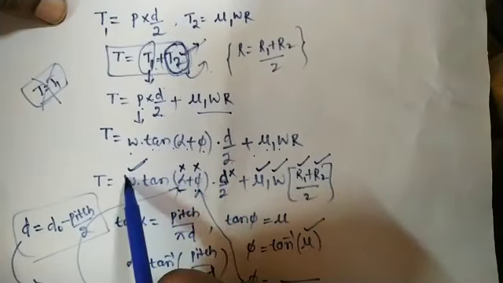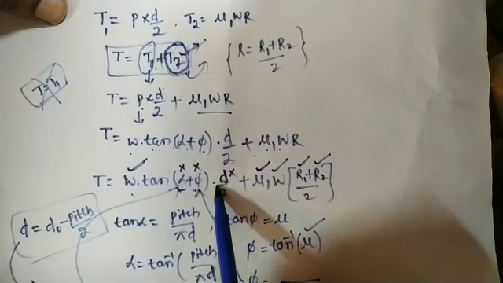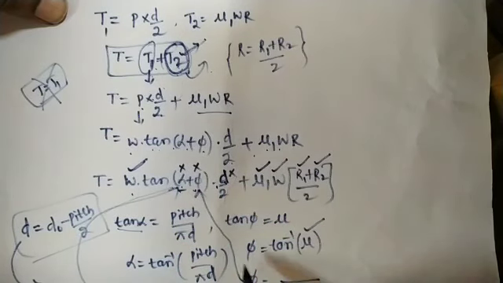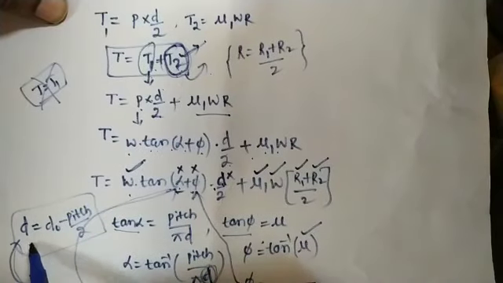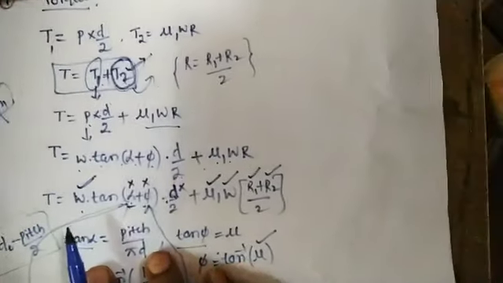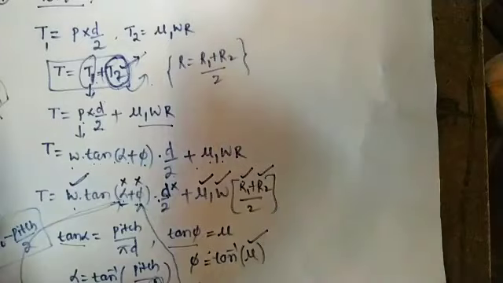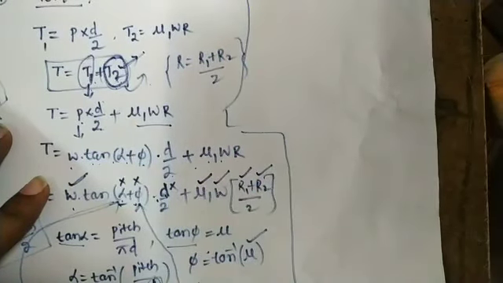W is a known value, while alpha, pi, d are unknown values. So first calculate tan alpha and tan pi, that means alpha and pi, by using these two equations. d is the unknown value, but how to calculate the d value? By using this equation, d equal to d naught minus pitch by 2. So this is the procedure. Next one is substitutions.